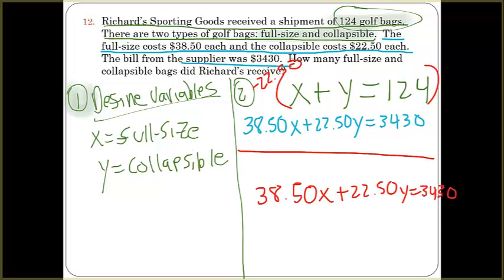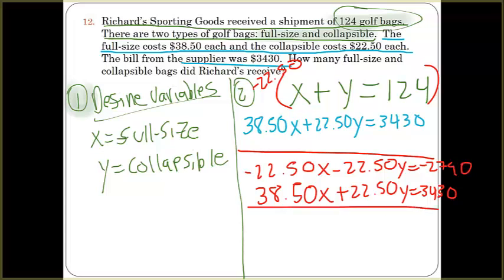But copy down that equation that you did not alter, and the top equation now becomes negative 2250x minus 2250y, and that equals, now 2250 times 124 is something you're going to have to use a calculator for, but I got negative 2,790. Now you add straight down.